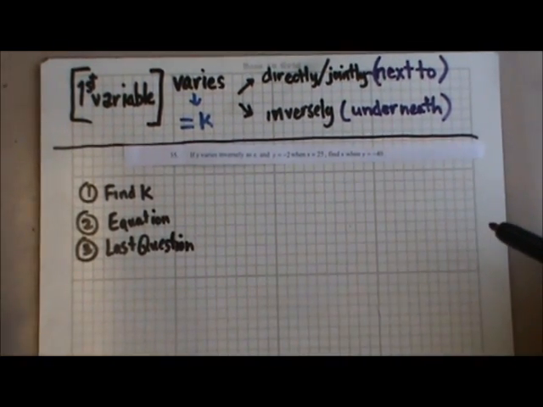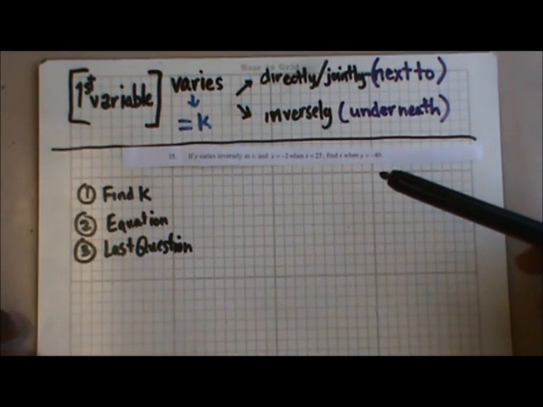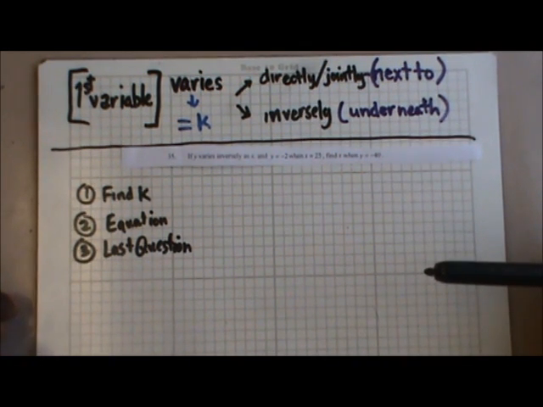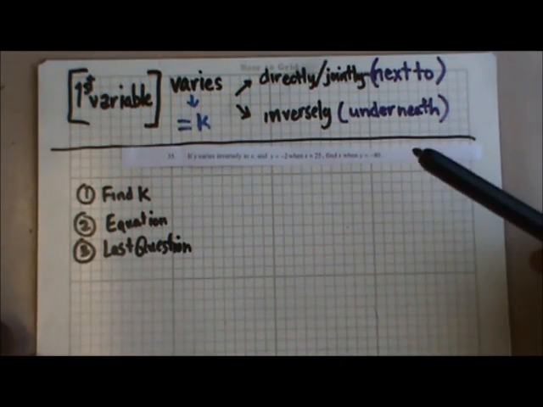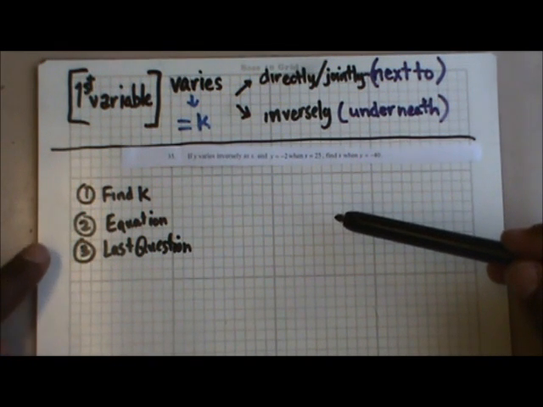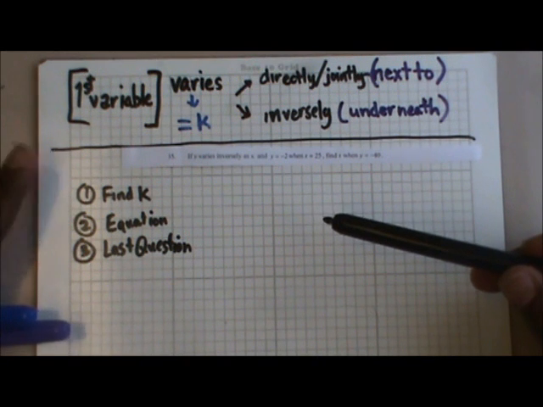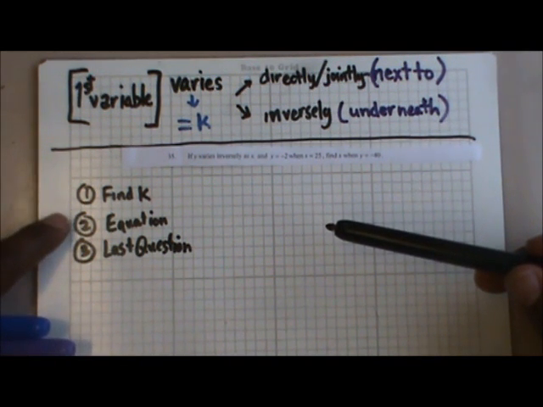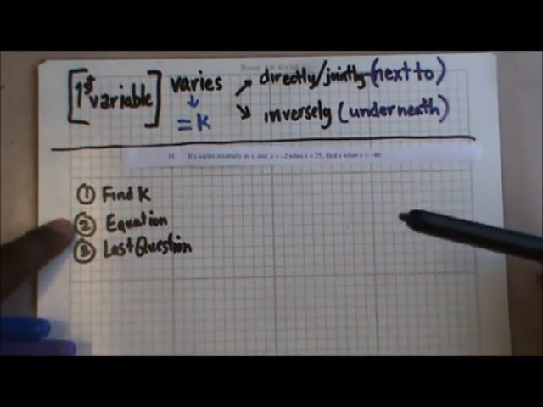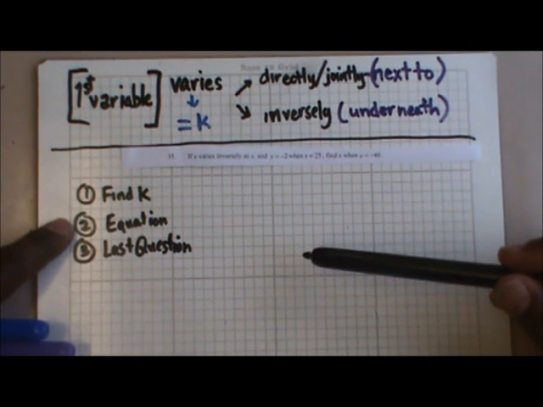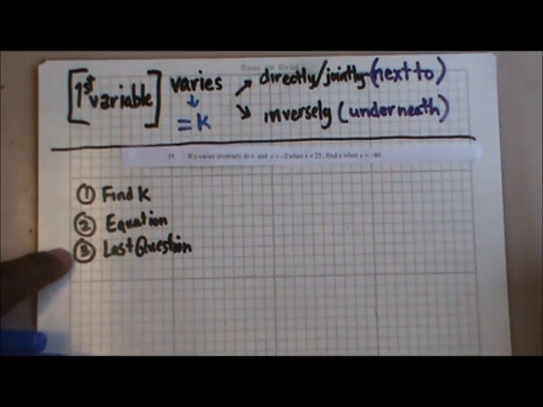Question 35. If Y varies inversely as X and Y is equal to -2 when X is equal to 25, find X when Y is equal to -40. So when we have these problems, whether it's a long word problem like number 36, which is coming up, or this one, we have 3 steps. All right, 1 is to find the constant of variation. 2, write an equation with the constant of variation in it, and 3, answer the last question.